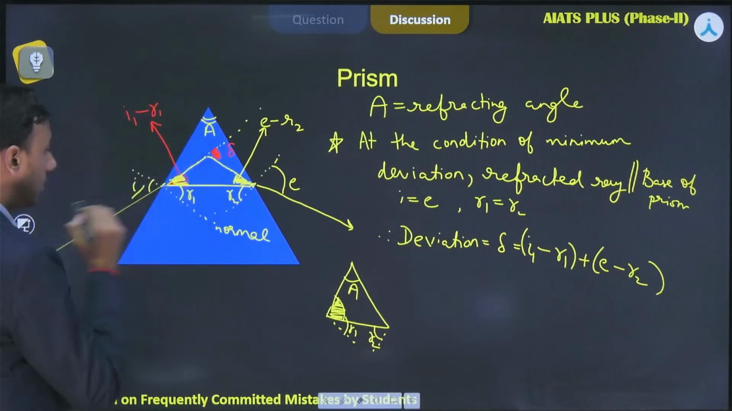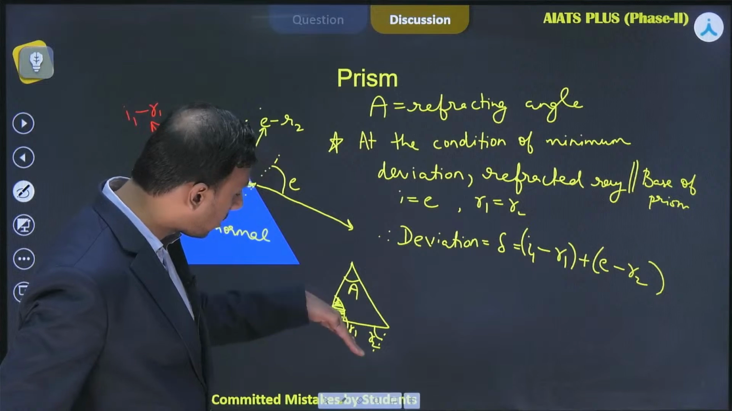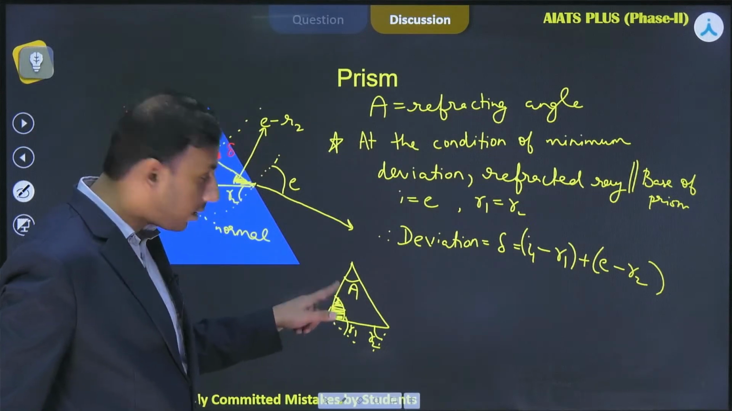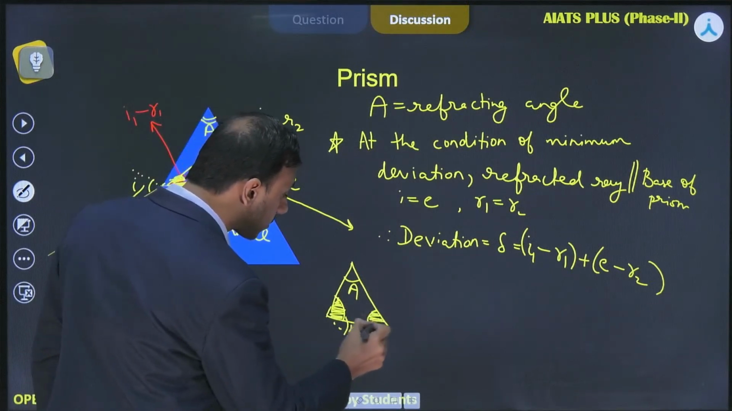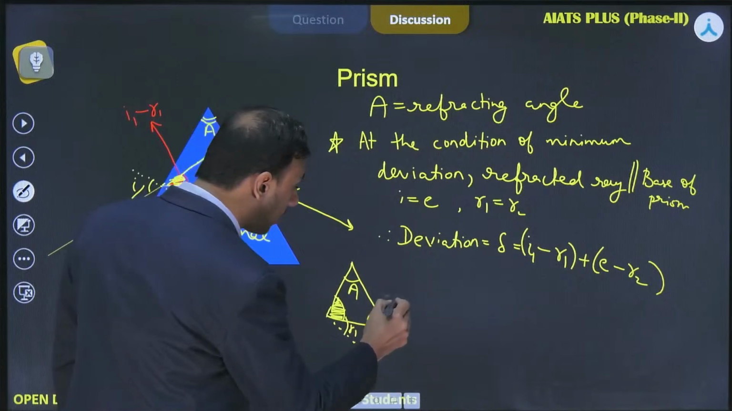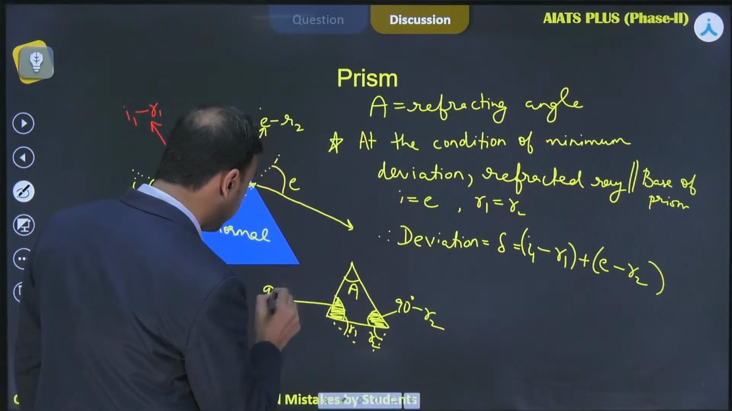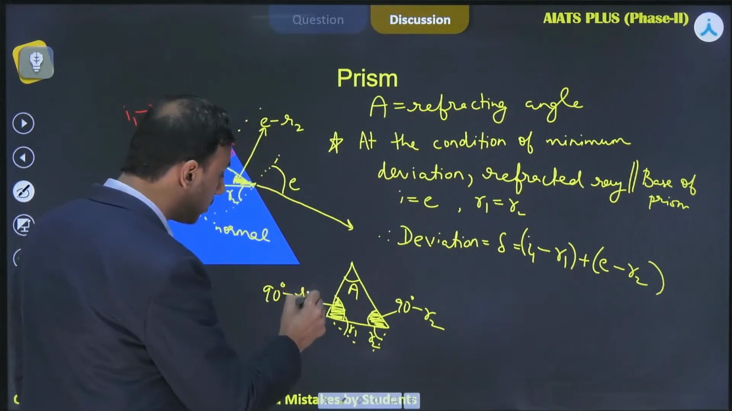Normal means it is perpendicular to the surface, right? So if this is the surface, this is the normal, and this angle is R1. So what would be this one? 90 degree minus R1, right? And similarly, this angle would be 90 degree minus R2, right? This is 90 degree minus R1, right?